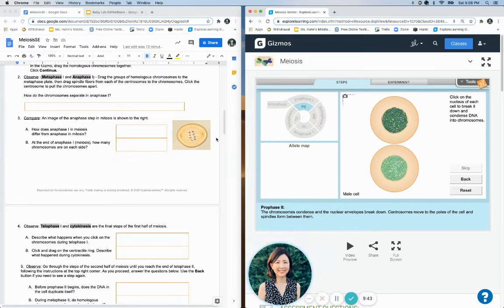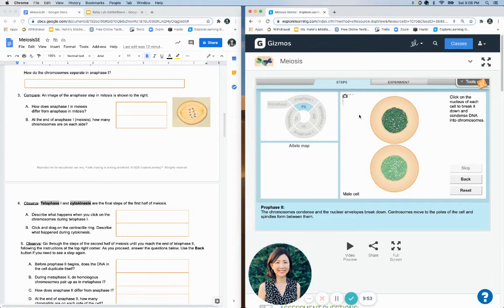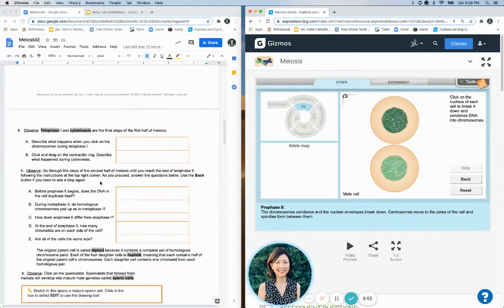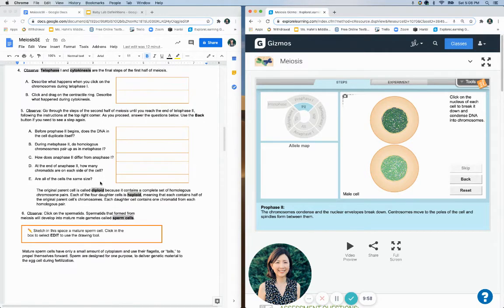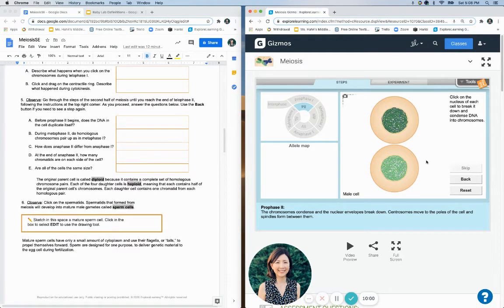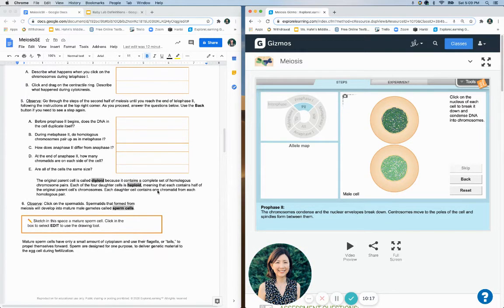Okay, so I think you noticed that there were still two in each cell. It divided into two. Okay, so now that's all going on. It originally had four, and now we have two. So it went from diploid, because we had two of each chromosome pair, to haploid. We just have one of the big ones and one of the small ones. So we call that haploid.